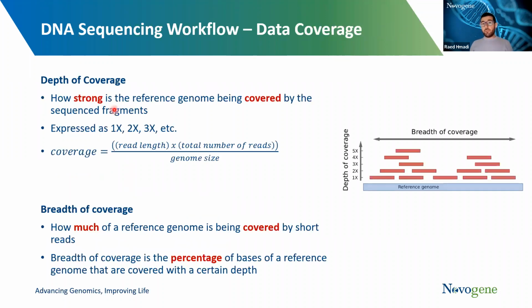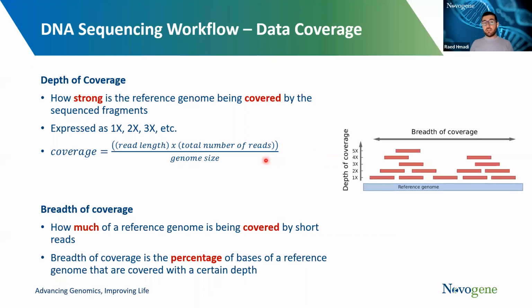When we talk about data and sequencing data in particular, there are two main aspects that we need to take into consideration. The first one is called the depth of coverage, and the second one is called the breadth of coverage. The depth of coverage, that is represented here on the y-axis, by definition, represents how strongly the reference genome is being covered by the sequenced fragments. Generally speaking, the depth of coverage is expressed as 1x, 2x, 3x, or more.